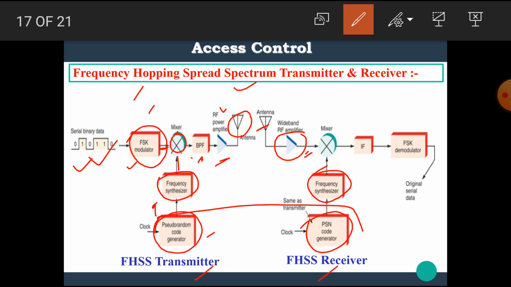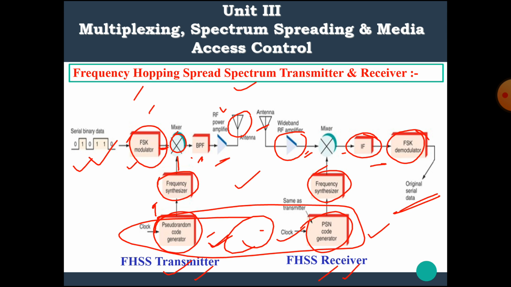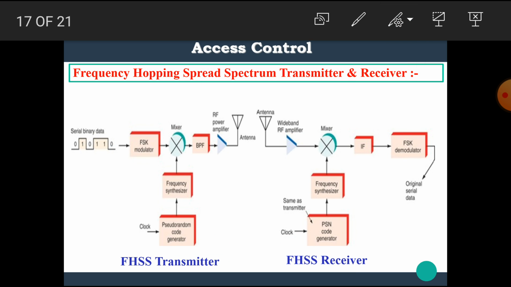Okay, these two blocks are identical in both transmitter and receiver. The only condition is that these two blocks must be synchronized with each other. Then the mixer output is given to the IF amplifier. The IF amplifier reproduces the FSK signal, and this FSK signal is given to the FSK demodulator to produce the original serial data. This is the total process done in the FHSS transmitter and receiver. I hope now you all understand this whole process.